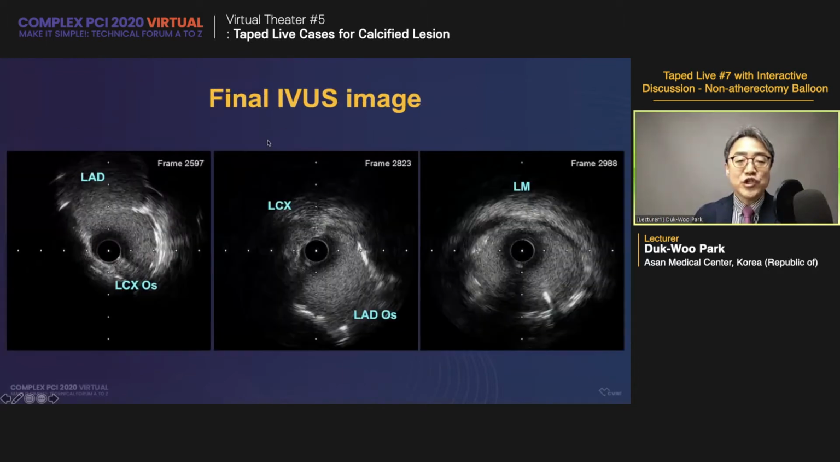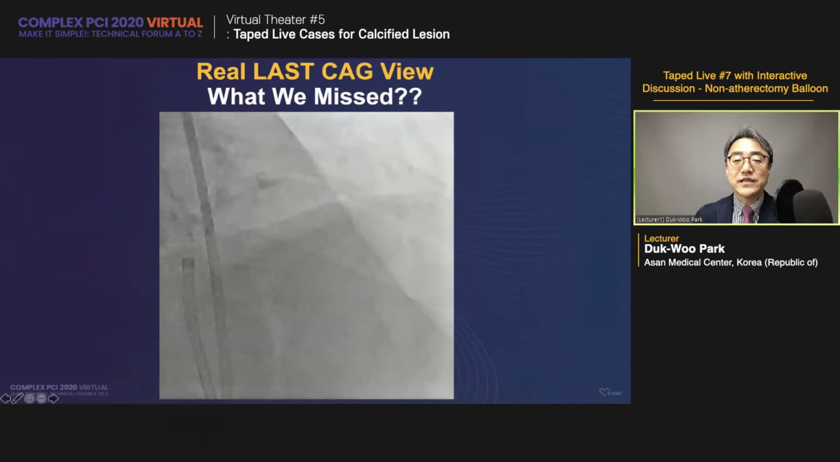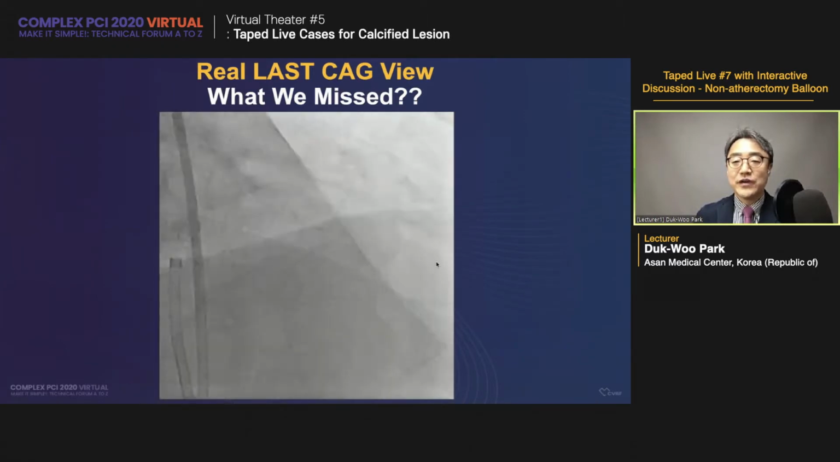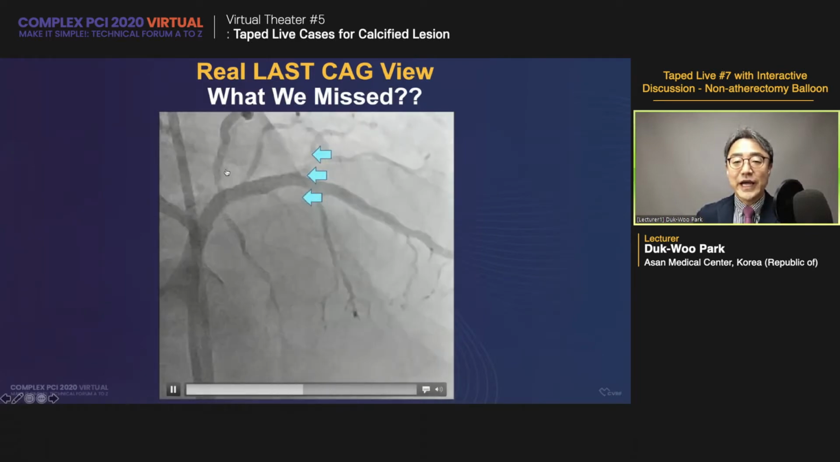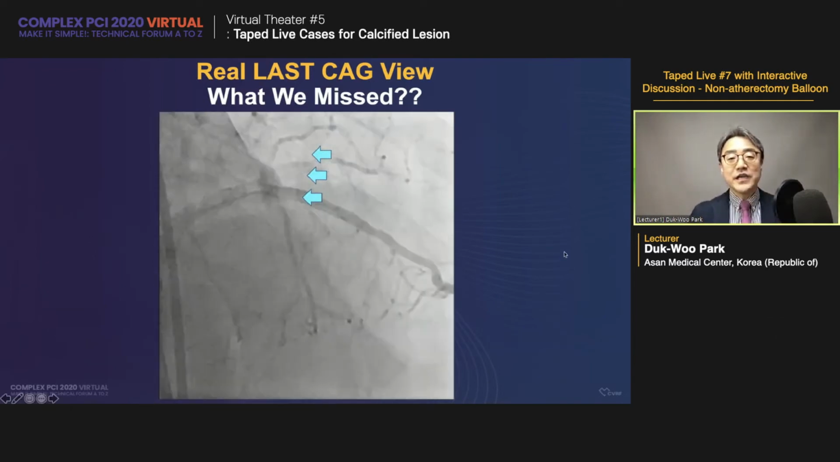So, we check the final IVUS, and the LCX ostium is widely open, LAD ostium is widely open, left main is fully dilated, widely open. However, the story does not end here. This is the real last coronary angio view. You can see what's happening over here. This is a cranial view. You can see some haziness. At the initial time, we can find this finding.